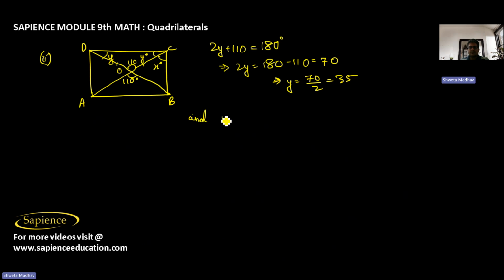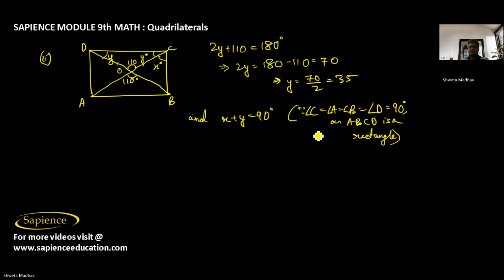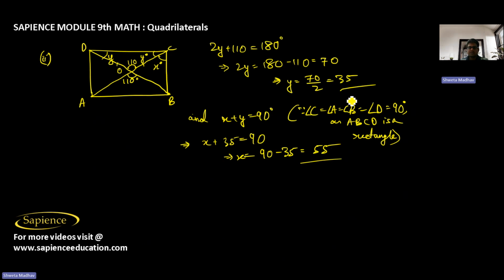Similarly, x plus y is equal to 90, since angle A, angle B, angle C and angle D are each 90 degrees, as ABCD is a rectangle. So x plus 35 is equal to 90. So x will be equal to 90 minus 35, which is 55. So x is 55 and y is 35.